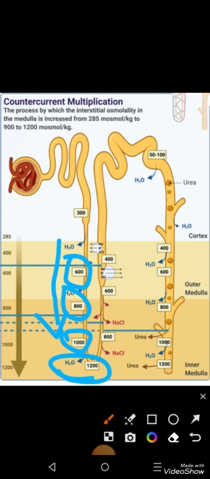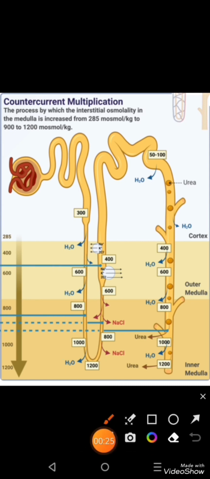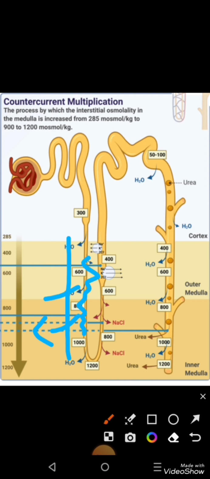And this is basically due to the fact that the descending limb is permeable to water, and the water is going outside into the interstitium, or we can say it is being reabsorbed here, causing the ultrafiltrate inside to be hyperosmolar, right? And when it has to move upwards, what is going to happen? This ascending limb is permeable to solutes.